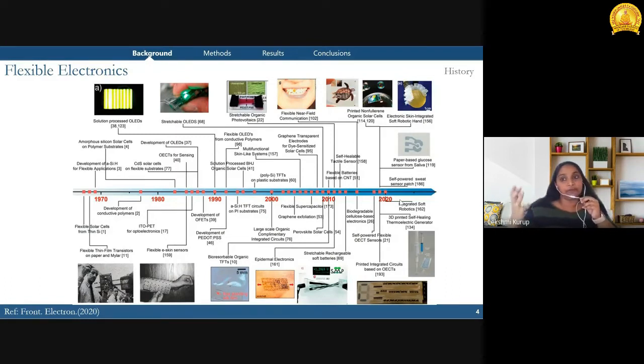Now we are using even paper for fabricating paper-based glucose sensors for saliva detection or self-powered sweat sensors, as shown in the figure. Recently, the most recent flexible devices that scientists have discovered include an electronic skin that can be attached to the throat, which can monitor real-time measurements of talking signals or breathing signals, as well as other small vital signals.